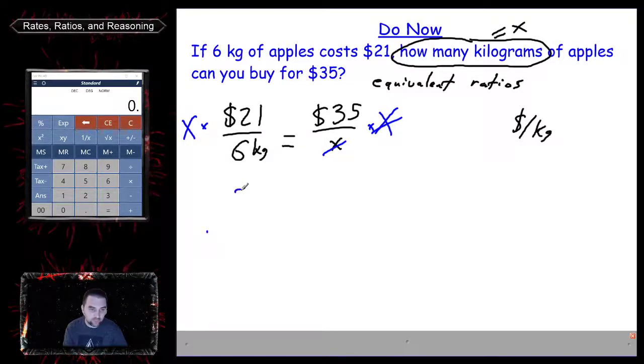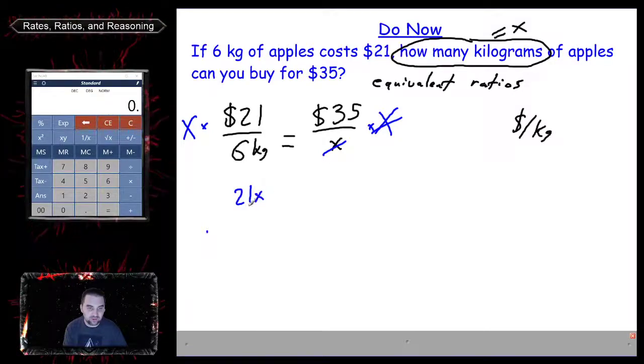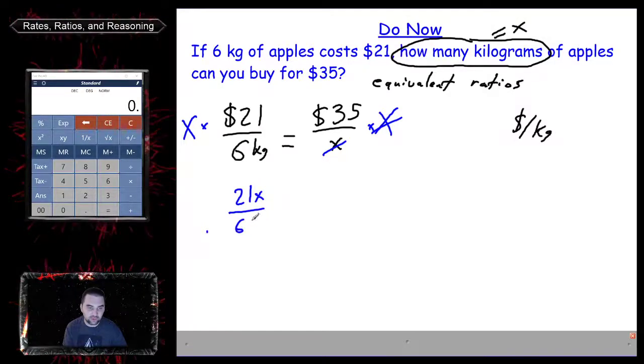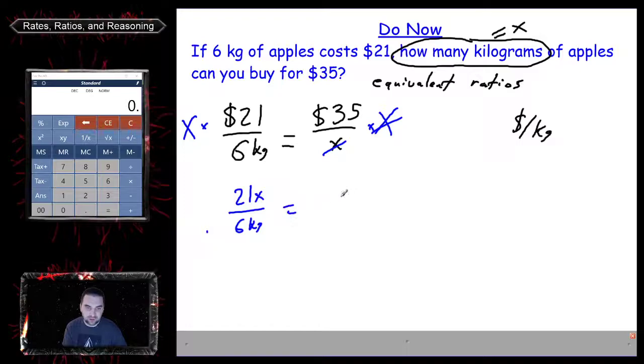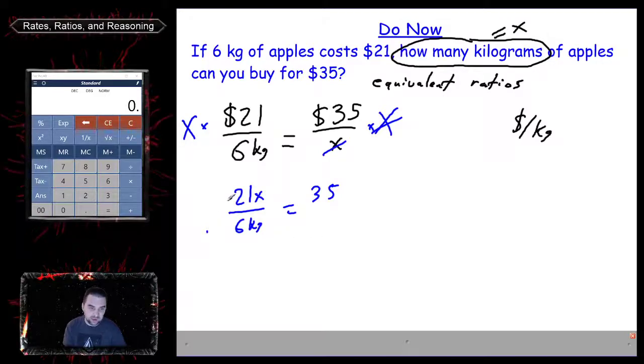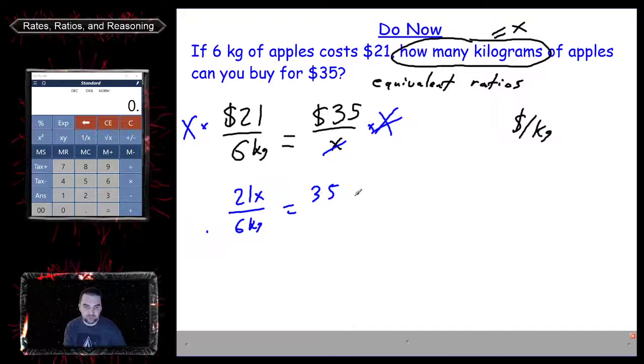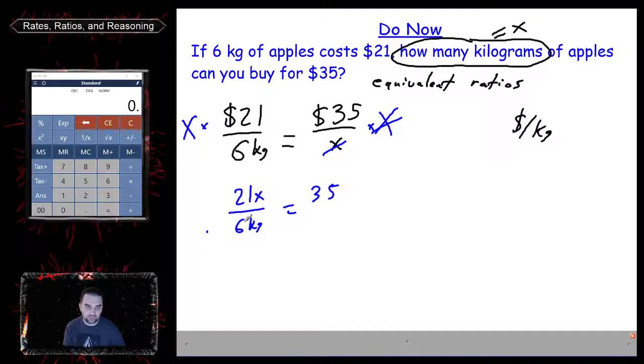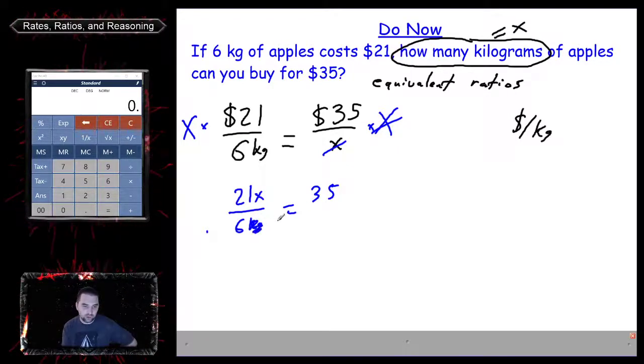So I'm going to have 21 times x, and that's over 6 kilograms. And you'll probably be able to skip some steps here. I just want to make sure I'm doing it slow enough that everyone can pay attention. So here I have 21x over 6 kilograms is equal to 35. I probably don't need to keep kilograms in there anymore.